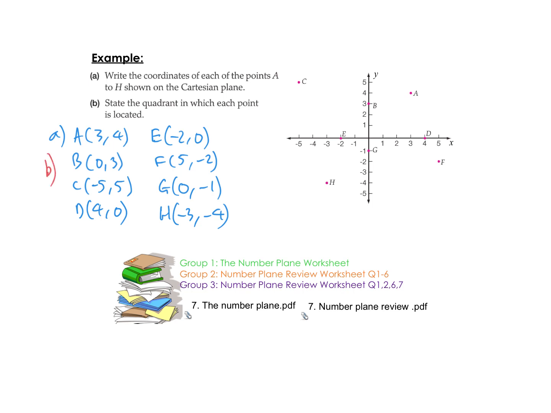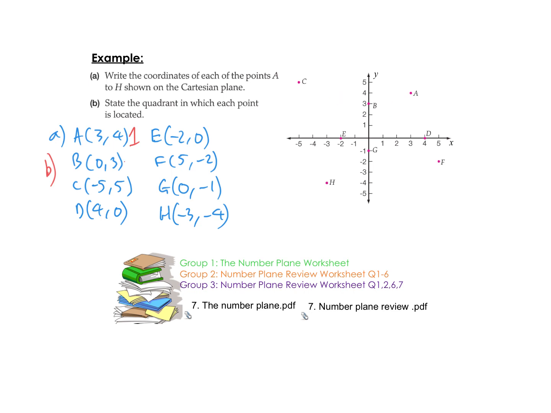For part B, I'll answer in red. State the quadrant in which each point is located. So A is in quadrant 1. I've never thought about this, but what quadrant is B in? Is it in the first quadrant? Are x and y positive? No. To be in quadrant 1, the values need to be positive. 0 is not a positive number. So for B, technically, I believe the answer is neither, but I would accept 1 and 2.